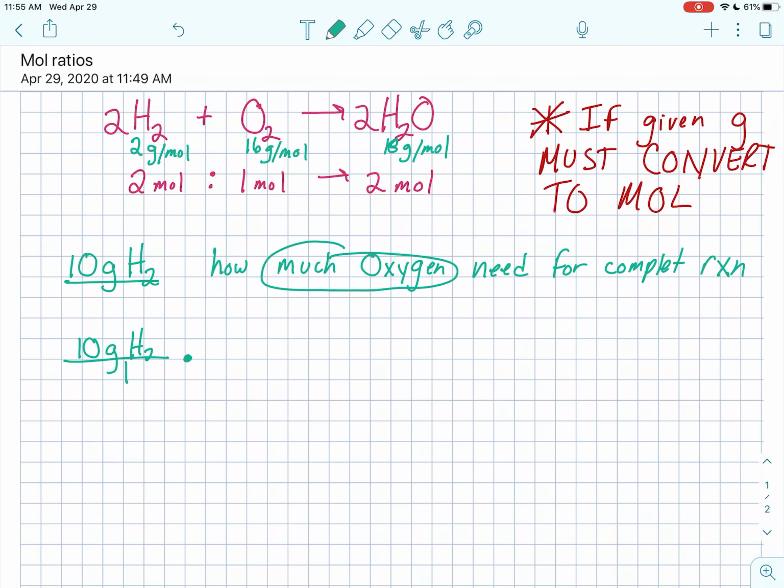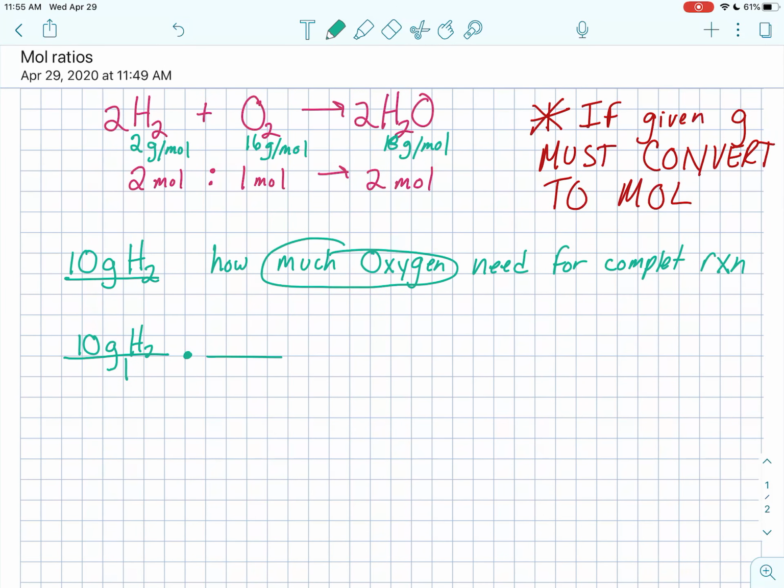So, since I'm given grams of hydrogen, I need to first convert that to moles of hydrogen. So I know I need my grams of hydrogen to cancel out, and I need it to convert to moles of hydrogen. I do that using my molar mass. So I notice that up here, it says that for every 2 grams of hydrogen, that is 1 mole of hydrogen.